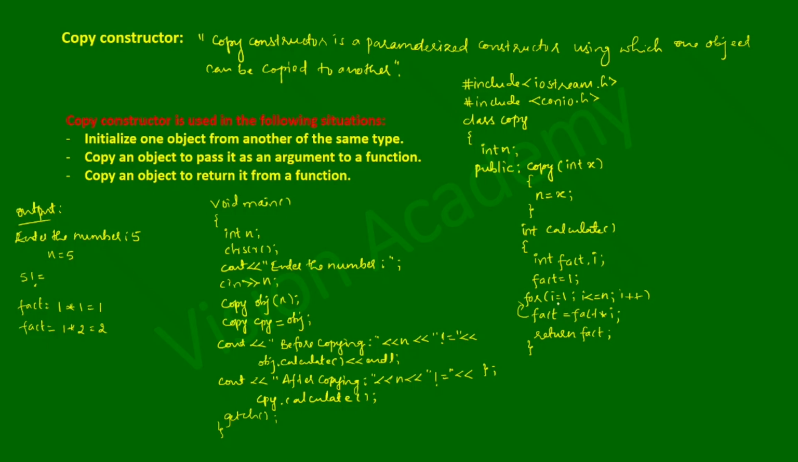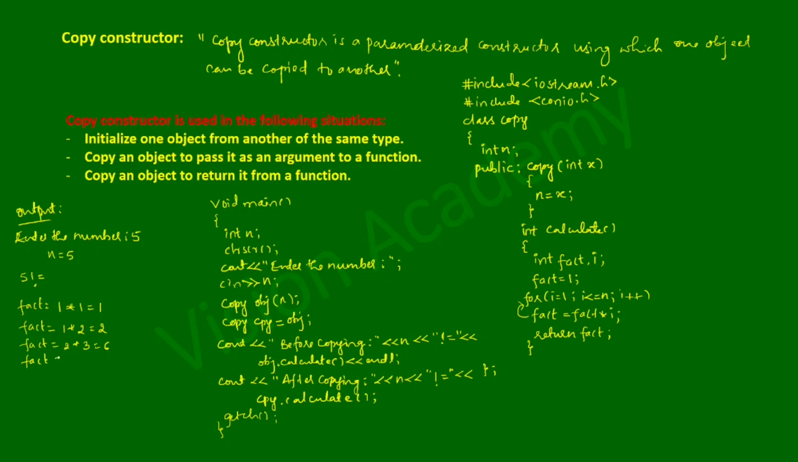Control transfers to for loop. 3 is less than or equal to 5, yes, it is true. Once again, this statement will get executed. So fact is equal to fact, now 2, into i, which is 3. 2 3s are 6. Once again, it is going to increment the value of i by 1. Now i value is 4. Control transfers to for loop. 4 is less than or equal to 5, yes, it is true.